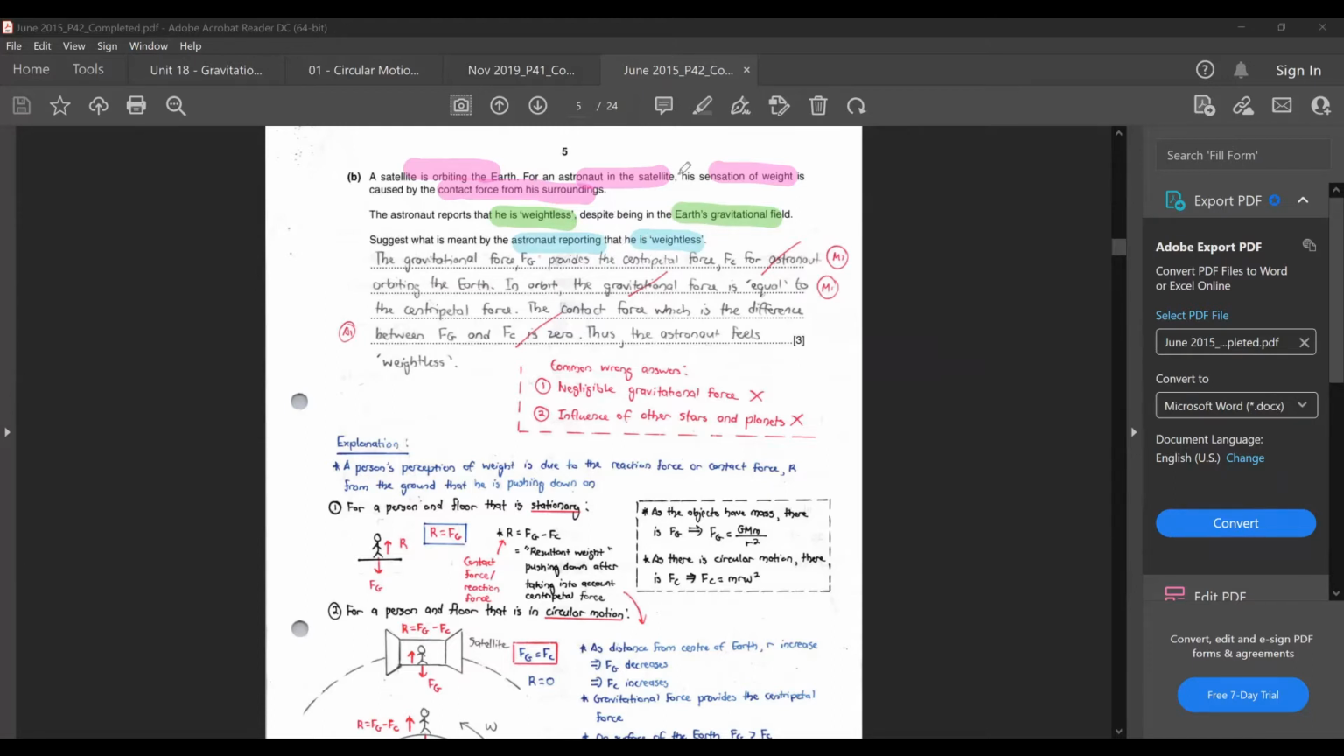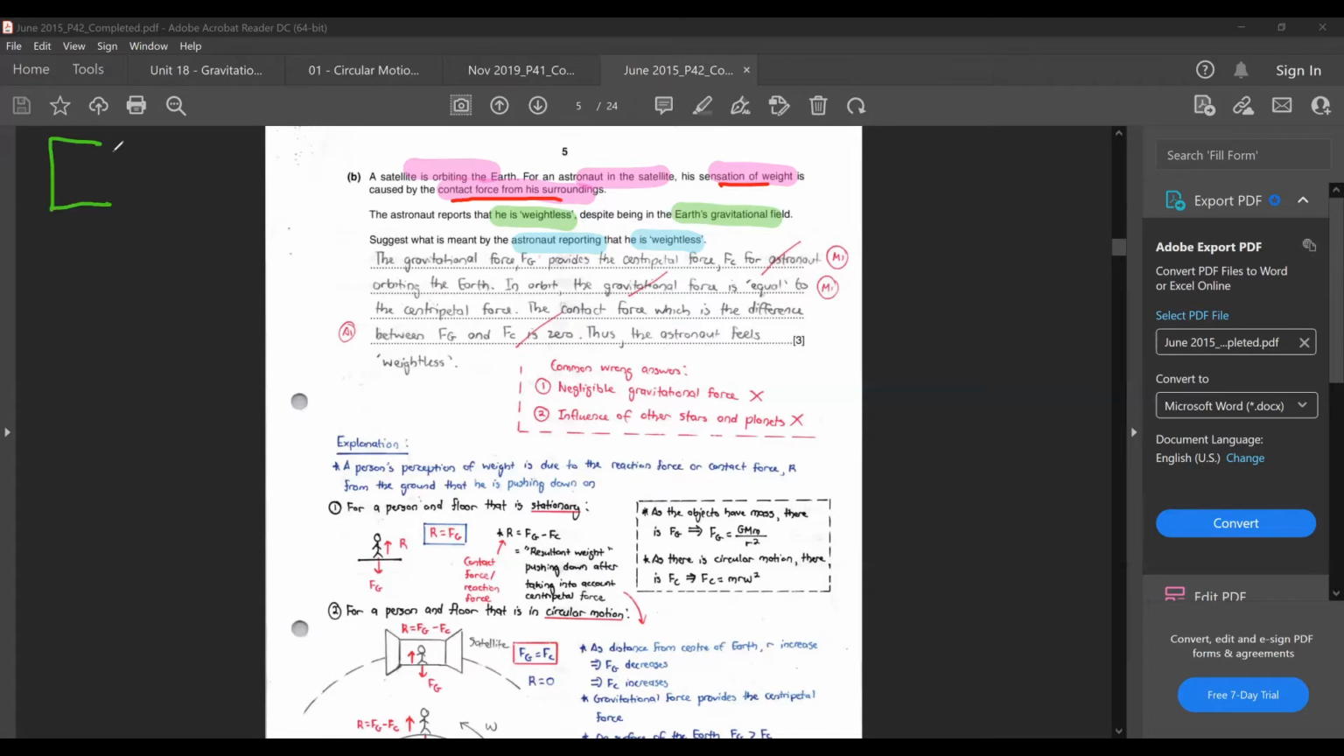So why is it that an astronaut inside a satellite right now feels weightless? There's something that you need to realize from here. You notice that they told you early on that the sensation of weight that the astronaut feels is due to his contact force from the surroundings. This is related to what you learned in AS physics dynamics last time, where we talk about a person standing inside an elevator that is moving, who will either feel heavier or lighter as the elevator moves. Let me just revisit that a little.